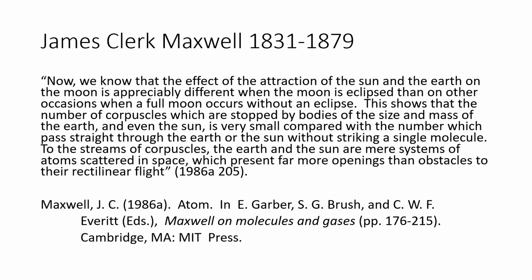So the streams of corpuscles, the Earth and Sun, are mere systems of atoms scattered in space, which present far more openings and obstacles to the rectilinear flight. And so this is important because he was seeing the Earth and the Sun as being systems of atoms. And what they were looking for here was unity between the atomic level and the astronomical.